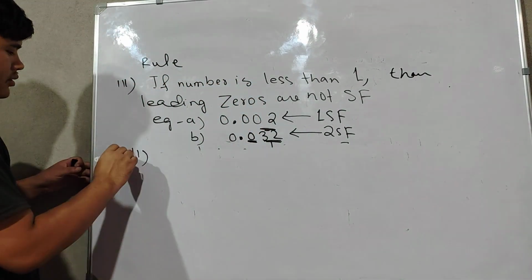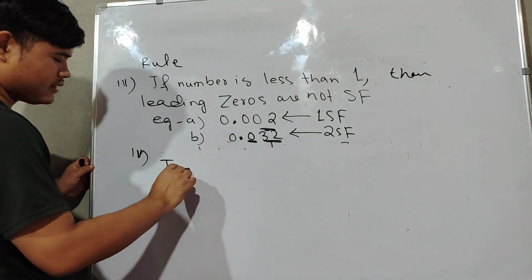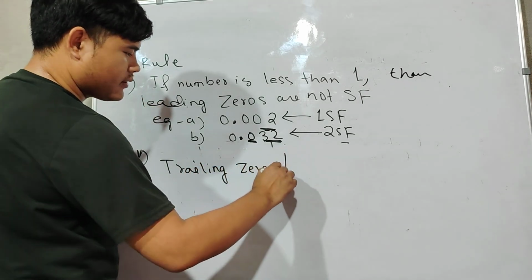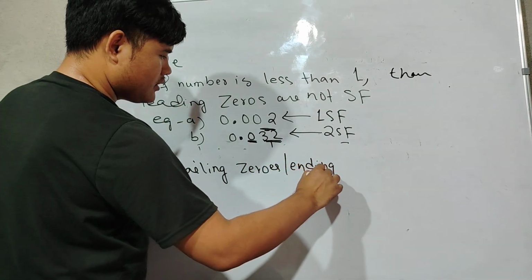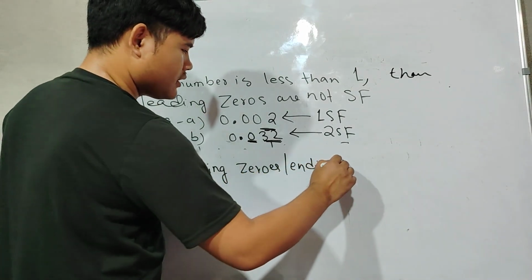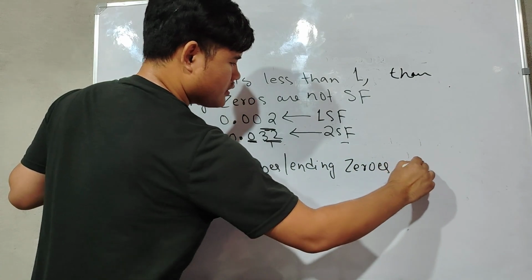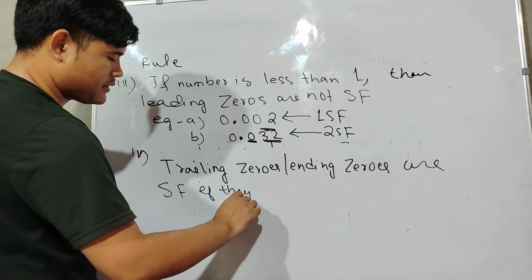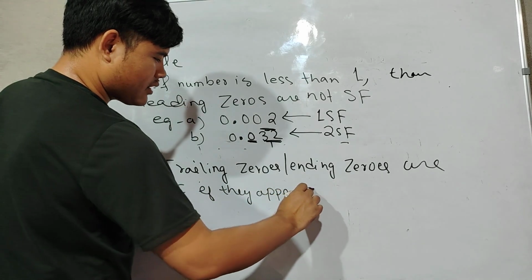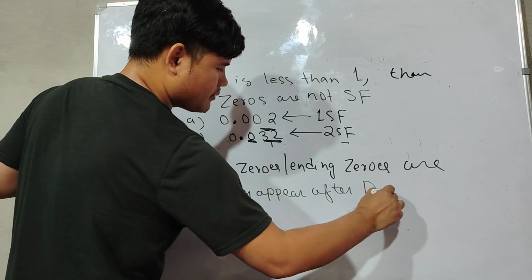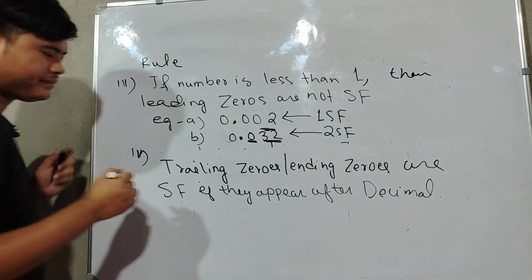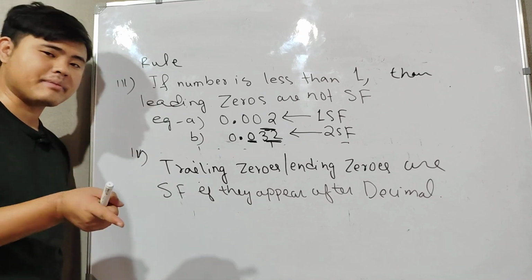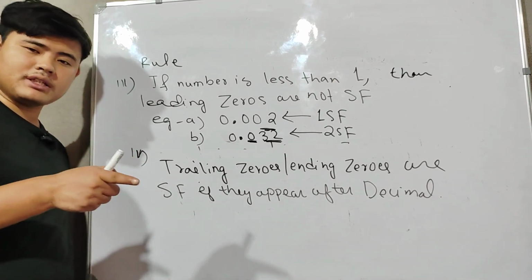Yes. Next rule is that trailing zeros, or ending zeros, are significant figures if they appear after the decimal. So if the 0 is at the last and that is after the decimal, then it will be counted as significant figures.